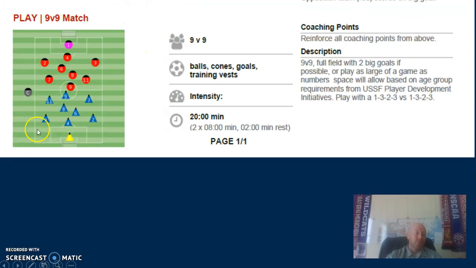And then finally we conclude with a match, or as many players as possible, full field. We want to reinforce all the coaching points, provide a specific system. Hopefully it's a system of play that you implement on the weekend or in the upcoming match, so that the roles and responsibilities can be defined.